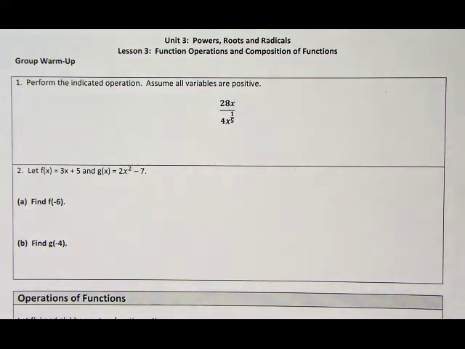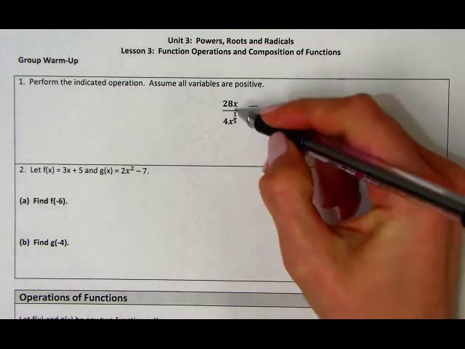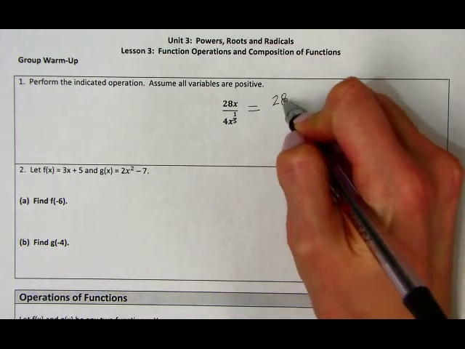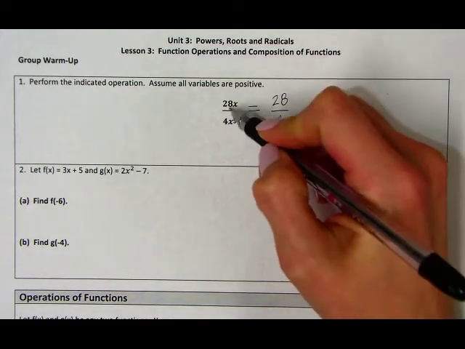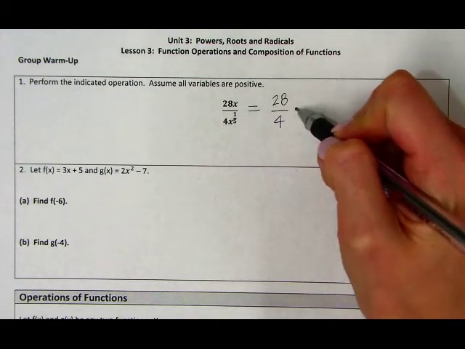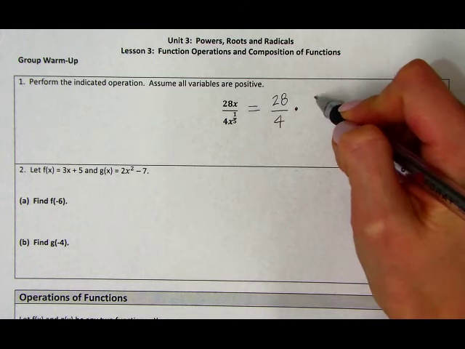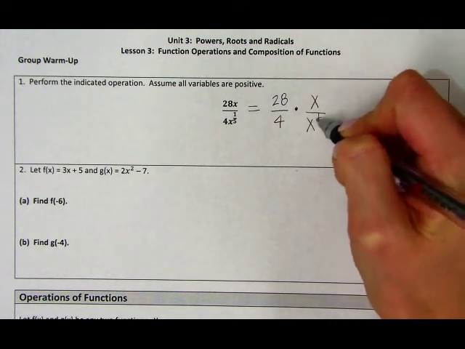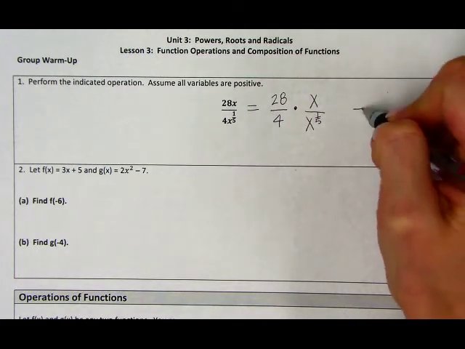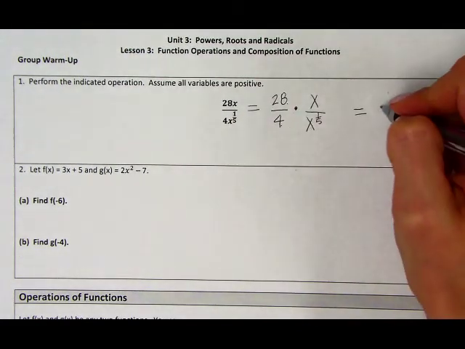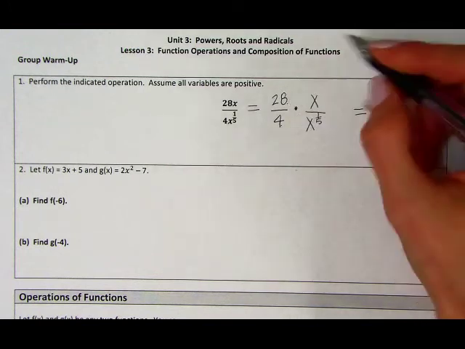So the way I did this is I simply separated my constants and my variables out into two separate columns. So 28 over 4, I take my two constants from the top and bottom, numerator and denominator, times, and then I took the top number, which is x over x to the 1/5. And I used this to simplify. Well, 28 over 4 gives me 7.